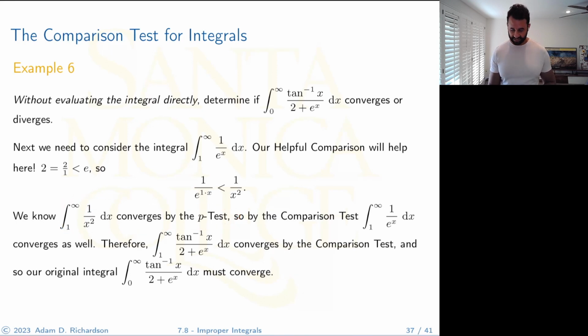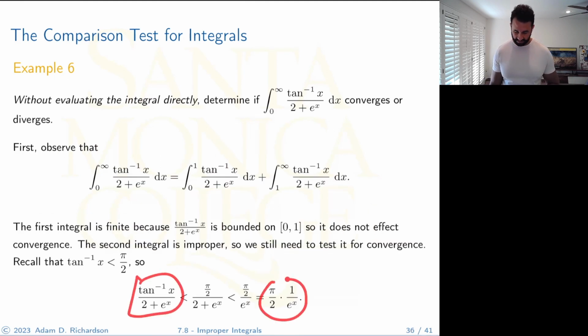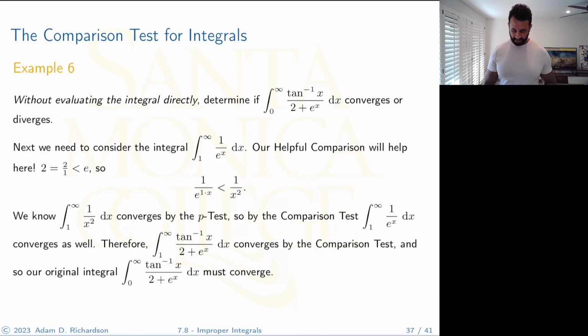So by the comparison test, this integral converges as well, because this function is dominated by this function. The integral of this function converges, so the integral of this function converges by the comparison test. That means we know this integral converges. Therefore, this integral here converges, again by the comparison test, using this comparison. Thus, this integral has to converge as well. And that was the original integral we started with.